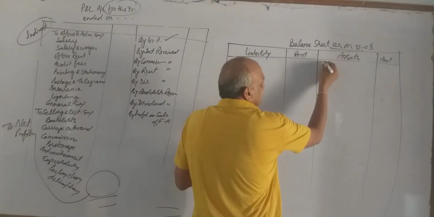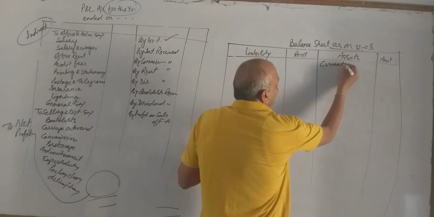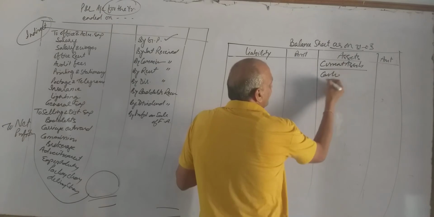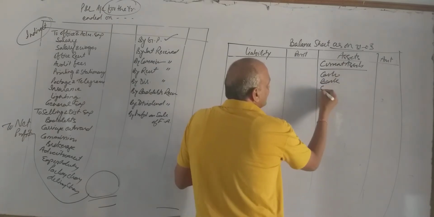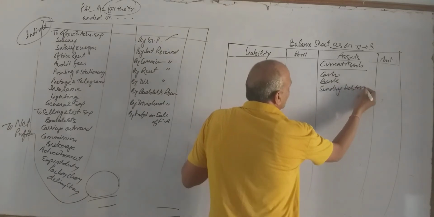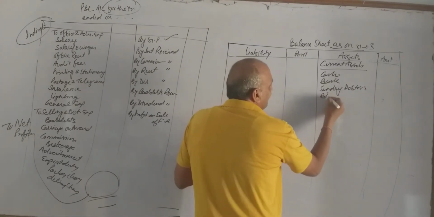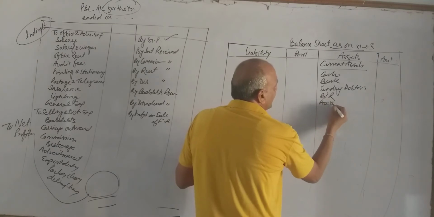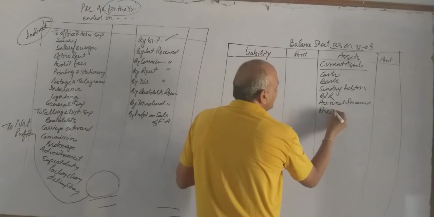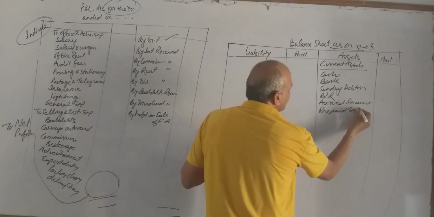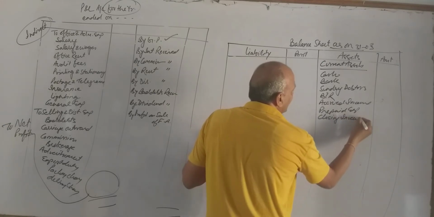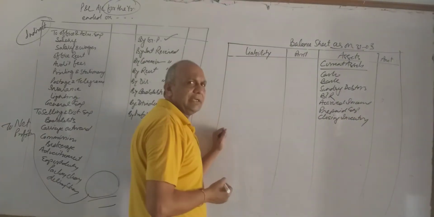Now this is assets. So first we will write all current assets. Current assets: cash balance, bank balance, sundry debtors, then BR, bill receivable, accrued income, prepaid expenses, closing inventory. All these are our current assets.